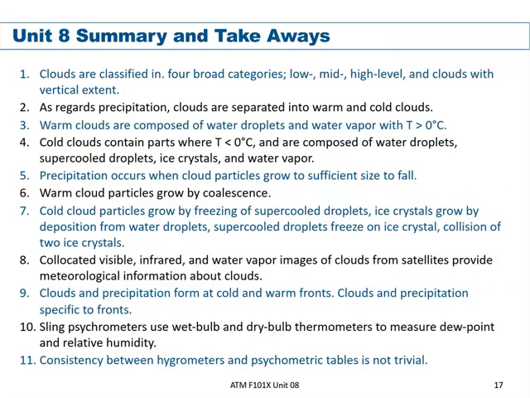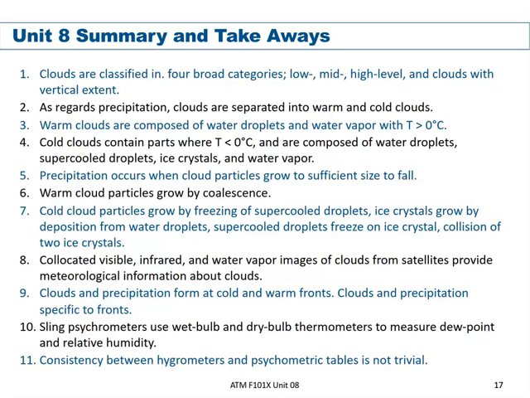Unit 8 Summary and Takeaways. 1. Clouds are classified in 4 broad categories: low, middle, and high level, and clouds with vertical extent. 2. As regards precipitation, clouds are separated into warm and cold clouds. 3. Warm clouds are composed of water droplets and water vapor with temperatures greater than 0 degrees Celsius. 4. Cold clouds contain regions where the temperature is less than freezing and are composed of water droplets, supercooled droplets, ice crystals, and water vapor.